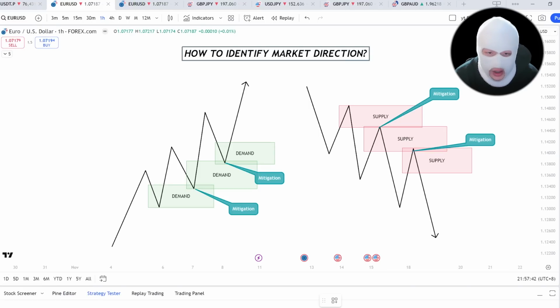Number 1, how do we identify market direction? Number 2, supply and demand zones. And number 3, who is in control, the buyers or the sellers? Identifying market direction is generally the first step in an SMC style analysis. I want you to think about it like this. If you knew that there was an 80% chance of a pair going down and a 20% chance of a pair pumping, which would you pick?